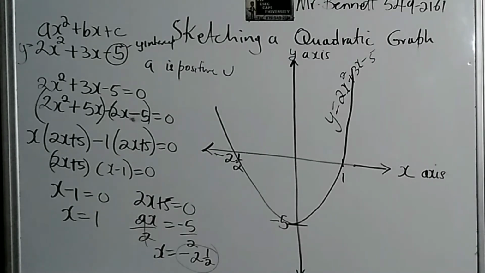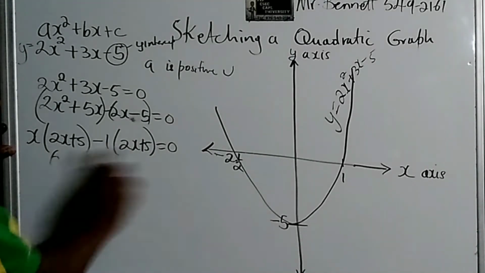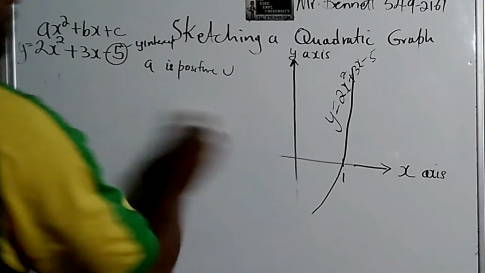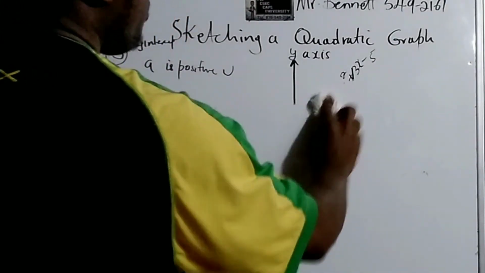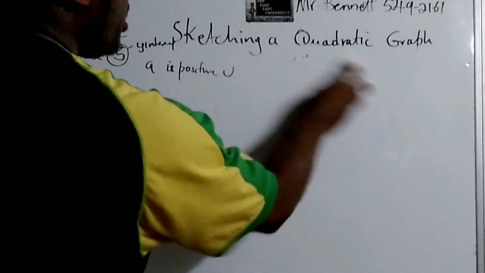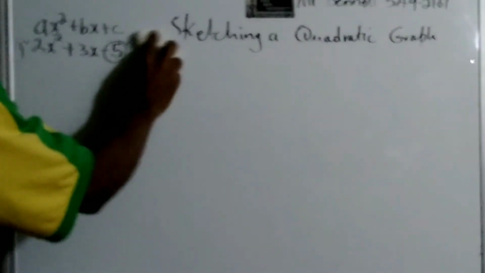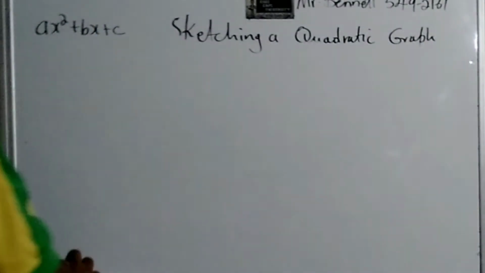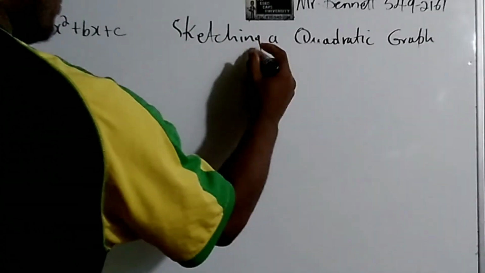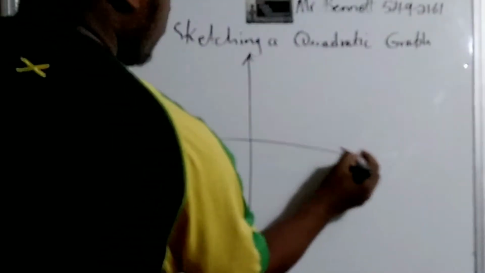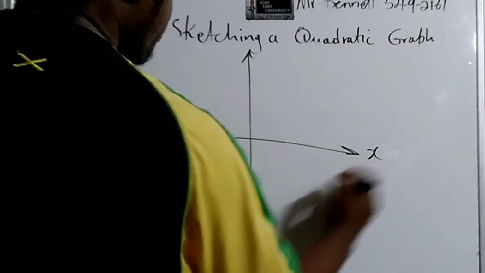So as I say, what we need to know is two things. We need to know the y-intercept, that is given in the graph itself. We need to know the orientation, and that is a, and we need to know where the graph touches the x-axis. So we factorize for that. So let us go again. And remember, factorization is a very important topic, guys.